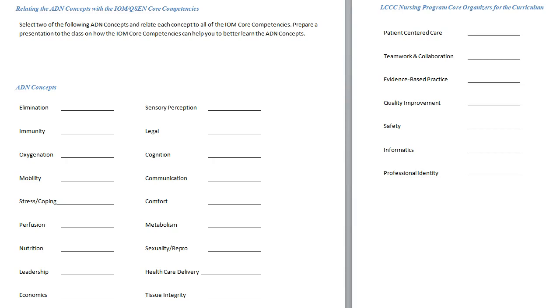And along with these ADN concepts, we have on the right-hand side what we call our LCC Nursing Program Core Organizers for the curriculum. And these are very important too because they intertwine with the concepts. As you can see, we have 7 of them, and each one is so important, and it really does guide our professional practice as well as providing learning and resources that are related to these particular core organizers.